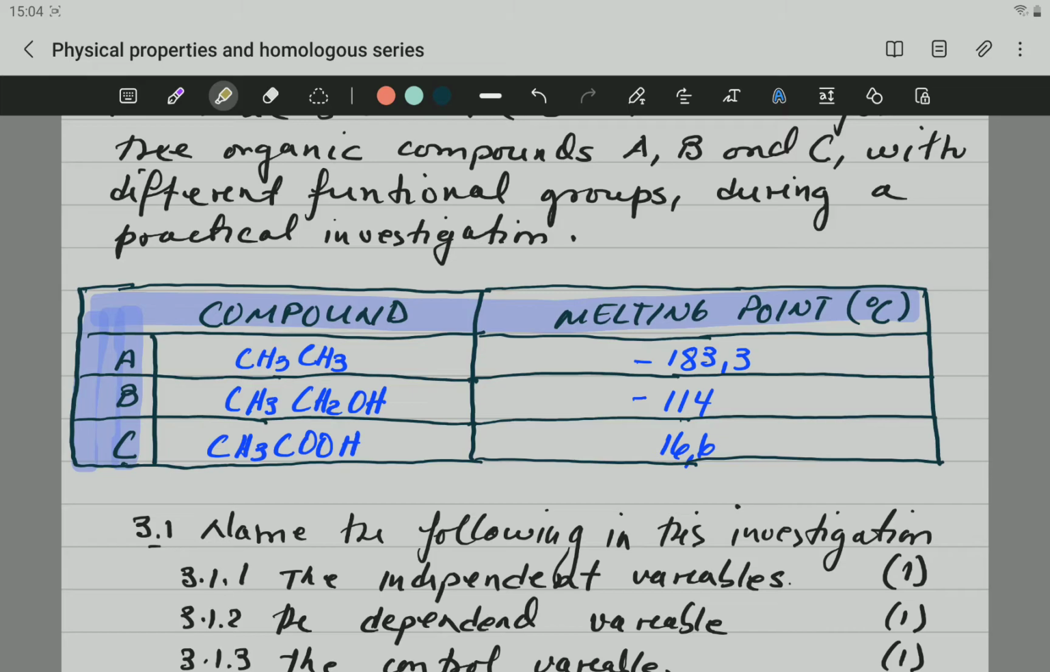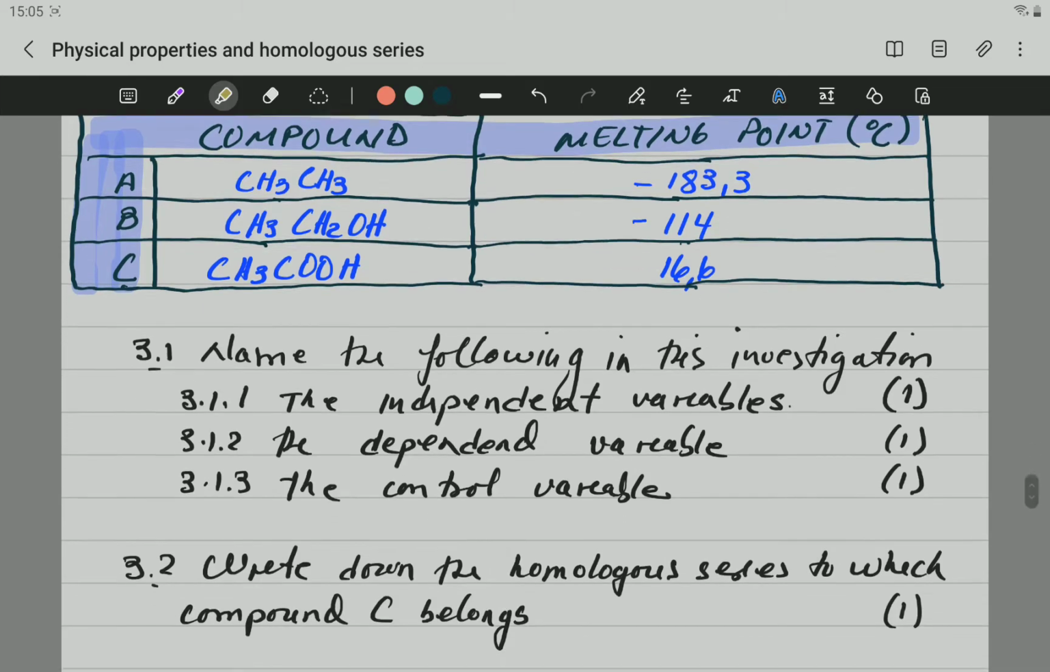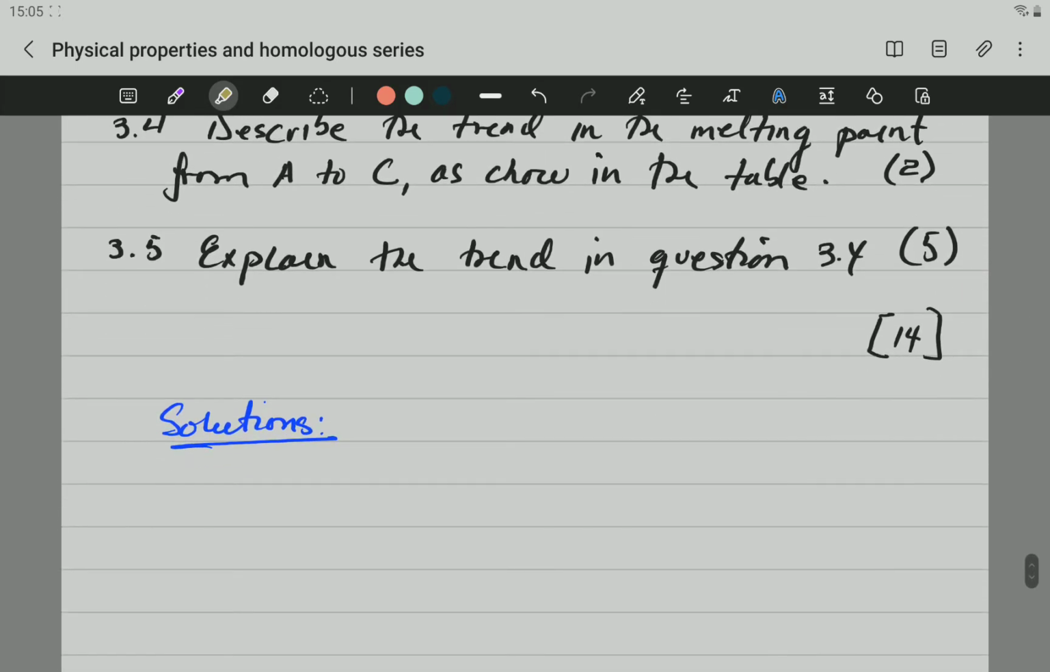Okay, so the question says 3.1, name the following in this investigation. This is important. It's a general question. It's always going to be a question about investigation in the exams. First of all, the independent variable. 3.1.2, the dependent variable, and 3.1.3, the control variable. Now let's answer that one before we go on reading. So let's go and answer that 3.1.1.